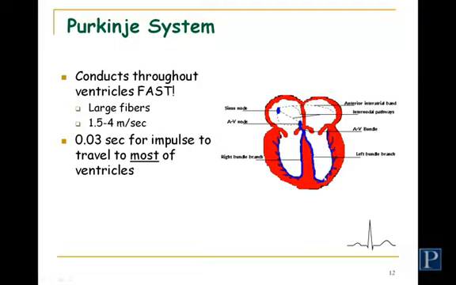The left bundle branch's job is to get that electrical impulse to the left side of the heart. One good thing about having these Purkinje fibers, and that they move so quickly, is that to get the impulse to most of the ventricles, it only takes 30 milliseconds. That's amazing when you look at the size of the ventricles compared to the atria. Actually, the ventricles depolarize quicker than the atria, and they're bigger. It's because of these Purkinje fibers.